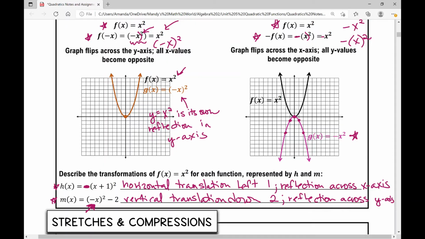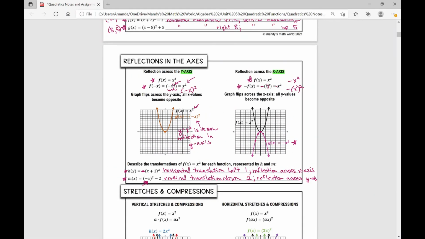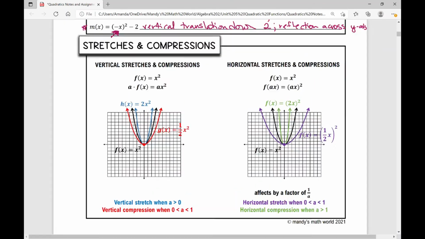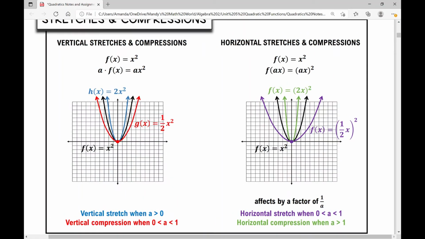So let's move on to our next set of transformations, which are stretches and compressions. Vertical stretches and compressions are, I think, easier to understand for students. These vertical stretches and compressions are denoted like this. If I have f of x equals x squared, I'll put an a, or a number, out in front, and that a affects the y values.